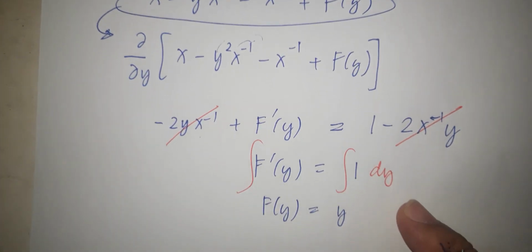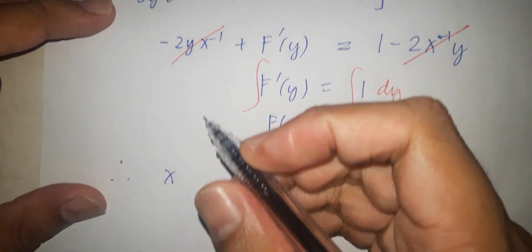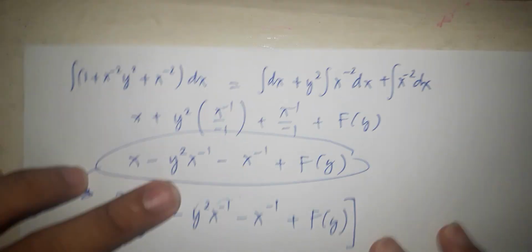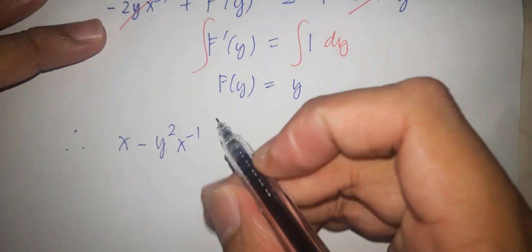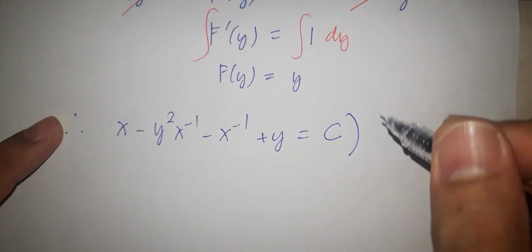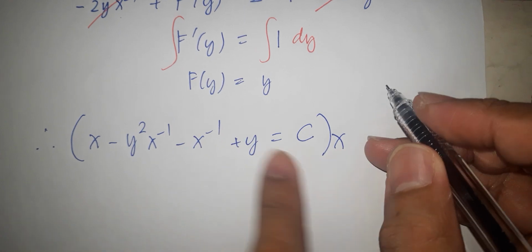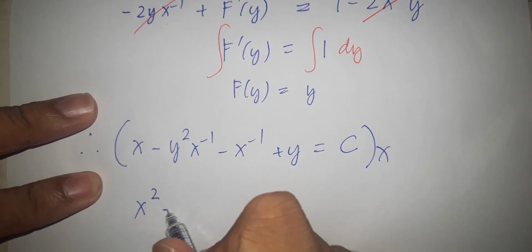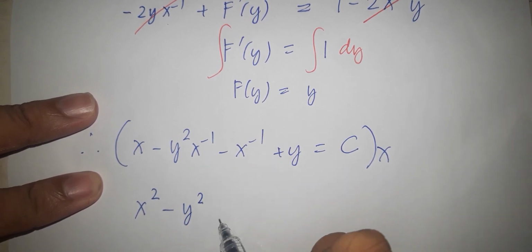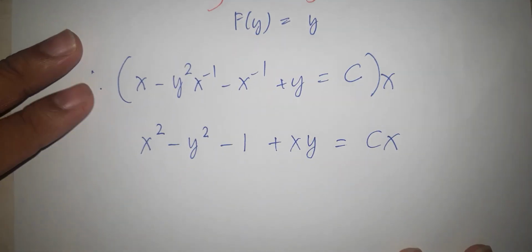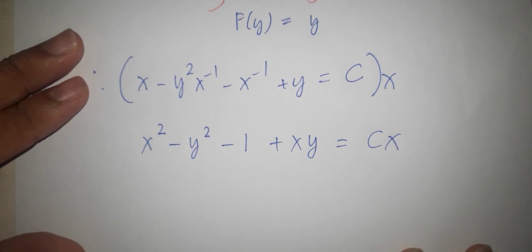Then finally, our answer therefore there is x minus y squared x negative 1 minus x negative 1 plus f of y, which is plus y, is equal to c. Multiplying this all by x to the 1 because may negative exponent tayo, magiging x squared minus y squared minus 1 plus xy is equal to cx. So that therefore is our answer.